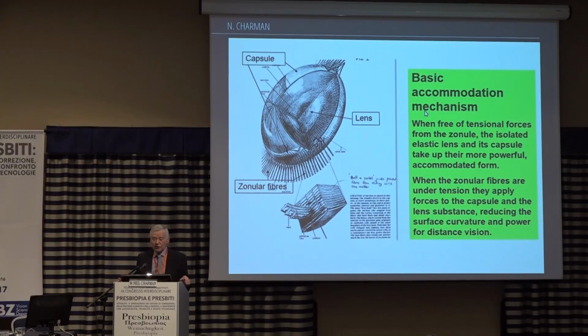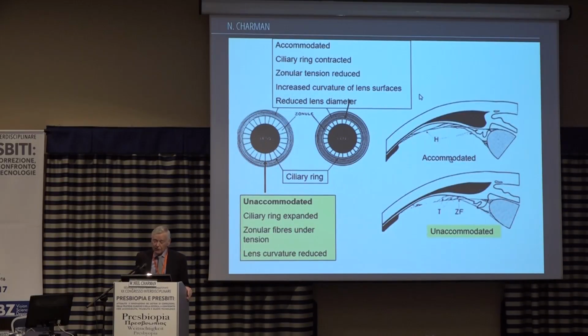It's the tension of these zonular fibers brought about by the action of the ciliary muscle that exerts a force on the periphery of the lens, the equator of the lens, and flattens it by pulling out radially into a flatter form suitable for distance vision. And that was Helmholtz's idea, as I say, about the mid-19th century, 1860 or so.